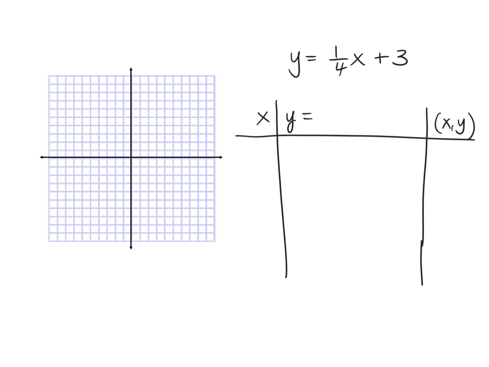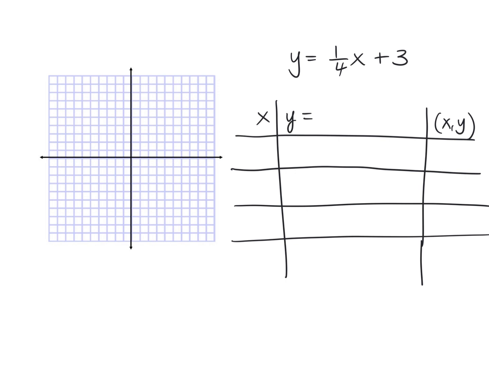So first thing, what I told you, you always need to choose a negative, a positive, and 0. Okay, so for sure I'm choosing 0. Now I'm going to look at this equation before I choose my points. Okay, it says y equals 1/4 x plus 3.